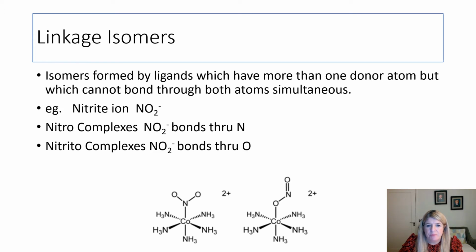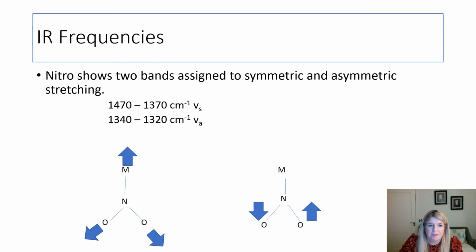So the isomers formed by the ligands which have more than one donor atom but which cannot bond through both atoms simultaneously are the nitro and the nitrito complexes. And can we identify these using infrared? Okay, so let's look at the nitro.